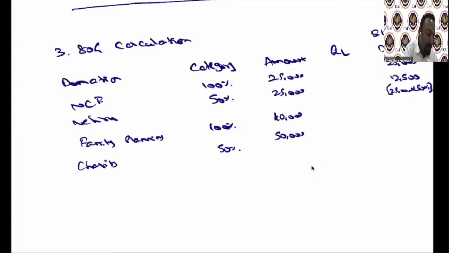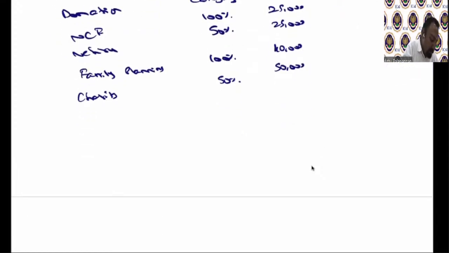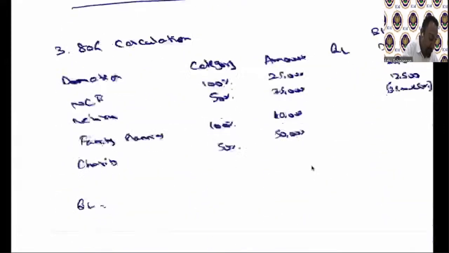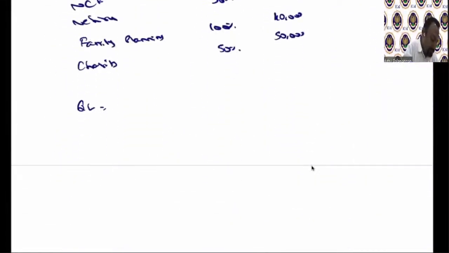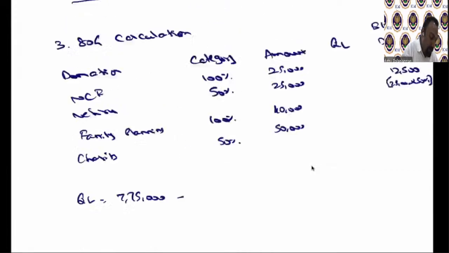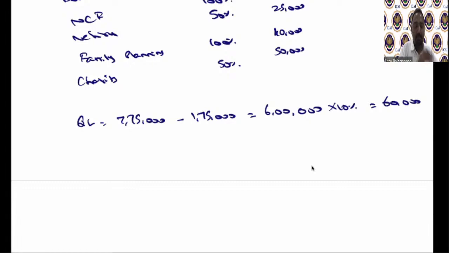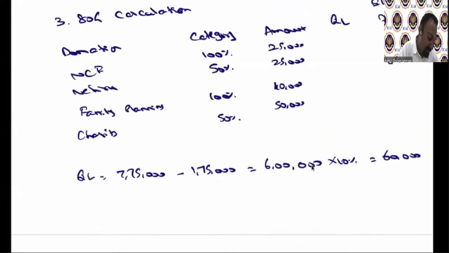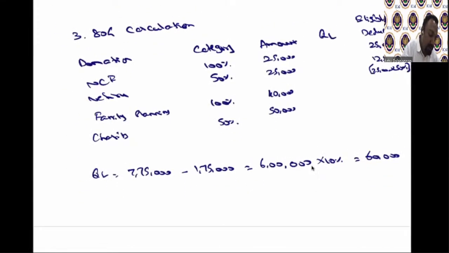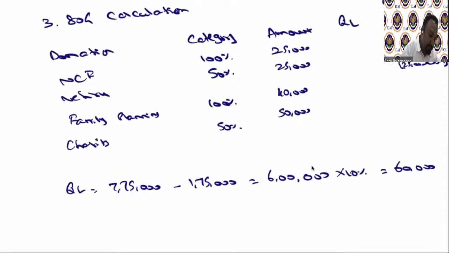Now we need to calculate the qualifying limit. The qualifying limit is equal to what? You take the income 7,75,000 minus 1,75,000, which is equal to 6 lakhs. Into 10%, that is 60,000. Incidentally, it comes to the same number I was discussing as a formula. So 60,000 it is. Now in the 60,000, this 40,000 will be straight away allowed.